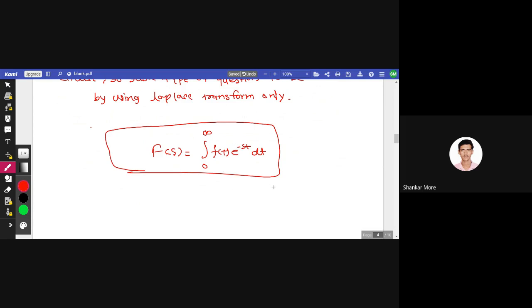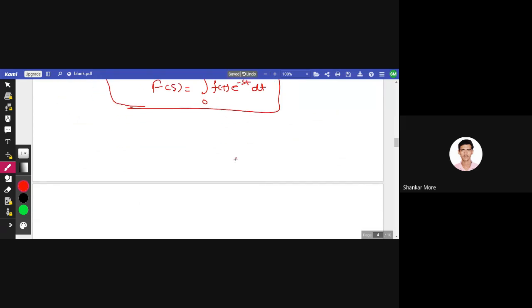So a few Laplace transforms I would like to tell you. So this is f of t, let us suppose, and this is f of s. Delta of t का Laplace transform होता है 1. Then u of t का Laplace transform होता है 1 by s. e raised to at का Laplace transform होता है 1 upon s plus a. Then t का Laplace transform होता है 1 upon s square.